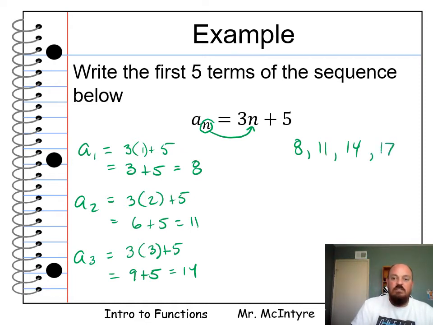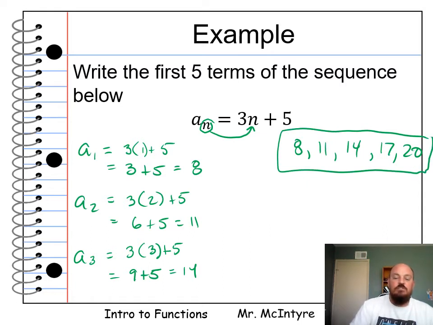14 plus 3 is 17, and one more time, 17 plus 3 is 20. And that right there is the answer to our question. Those are the first 5 terms of the sequence.